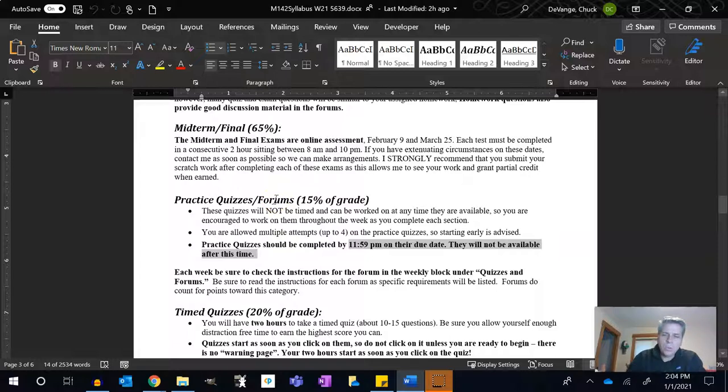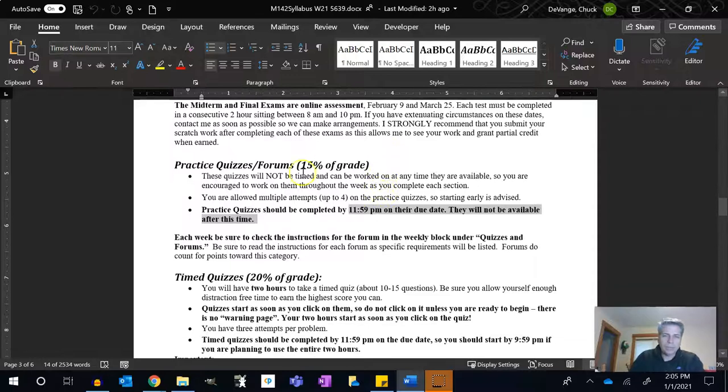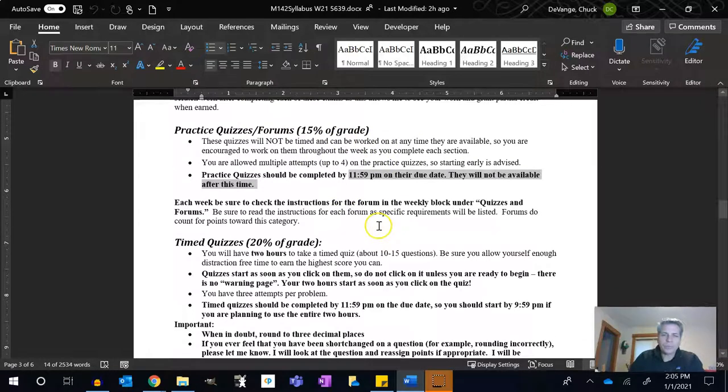Forums, you cannot use late passes on forums. Forums, I'll prompt a question for the week. I expect you to answer the prompt to what it's asking, and then as well to take a little bit of time to respond to at least one other person's response in the forums. Together, that's 15% of the grade.